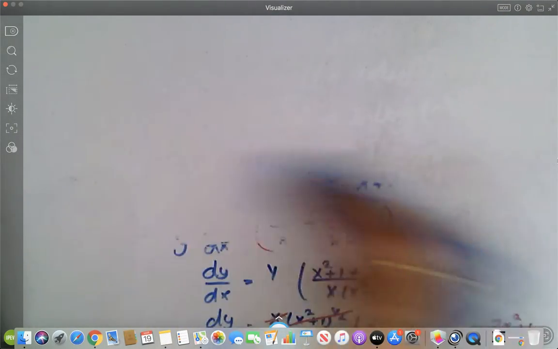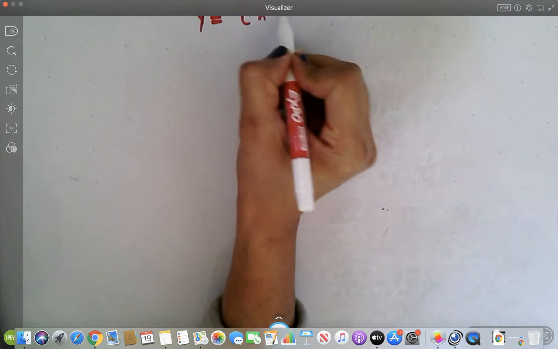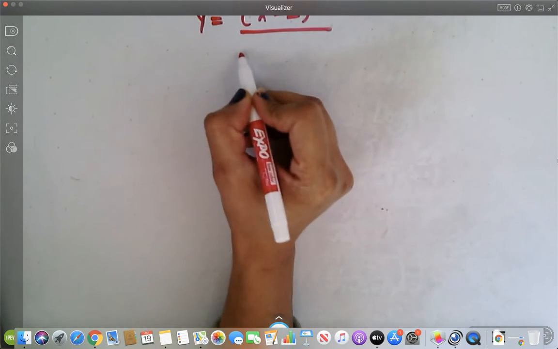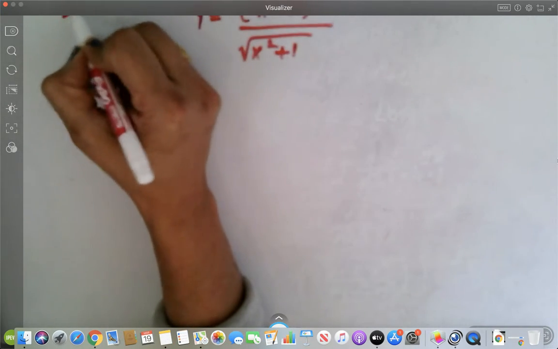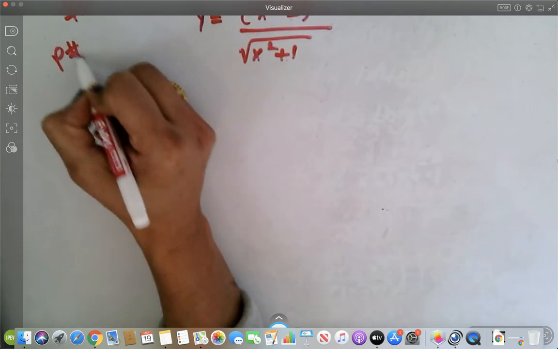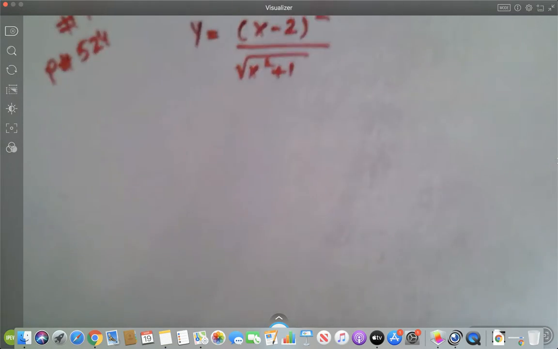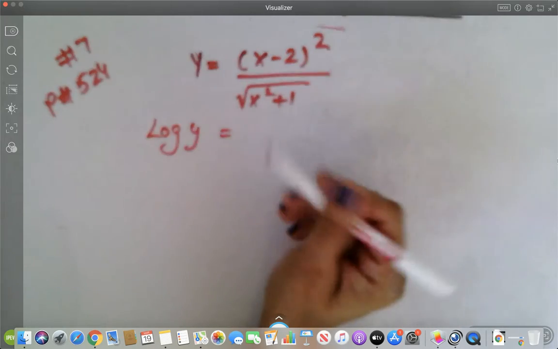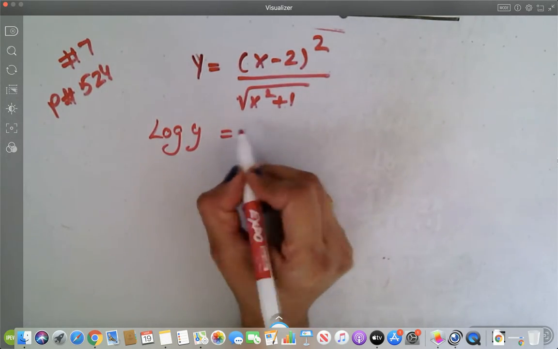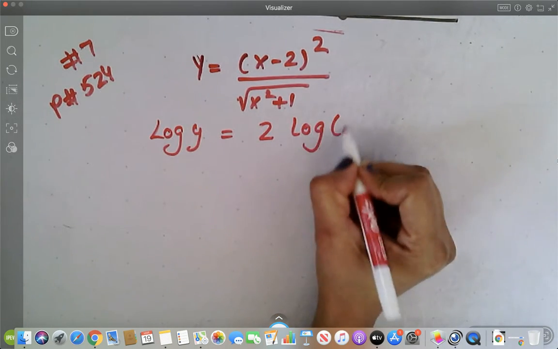So let's look at one more like this. I have y is equal to x minus 2 squared, and I have the square root of x squared plus 1, which is example number 7 on page number 524. Okay, so first I would apply log to both sides. This becomes log y. How about if I skip this step of expanding? I'm just going to do that expanding right away. So this would be 2 log of x minus 1.